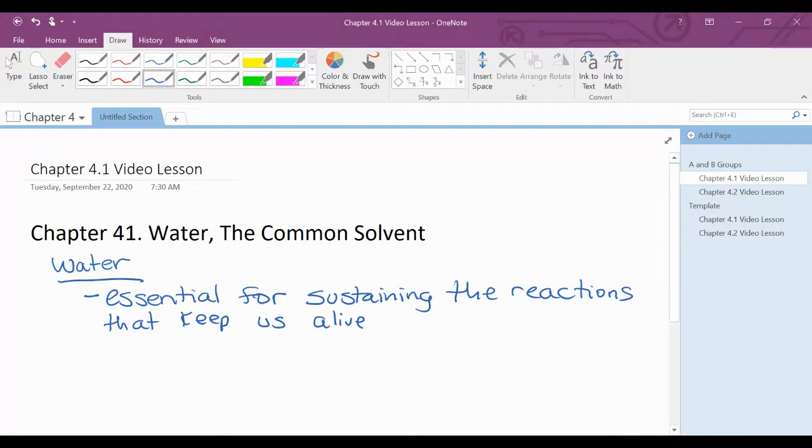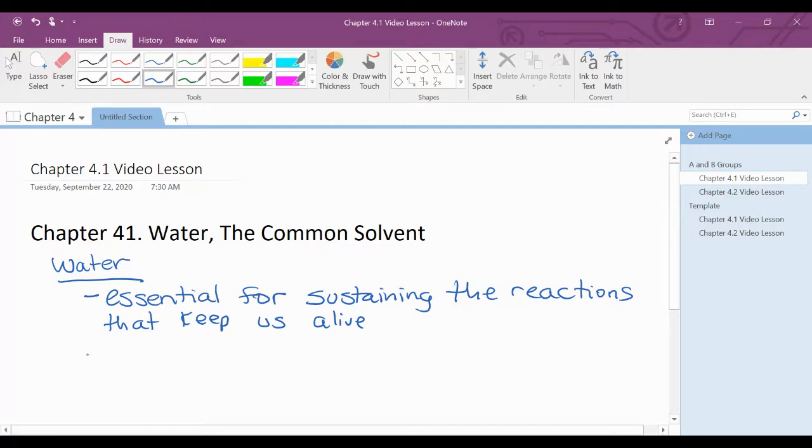You may not think about all the things that, not just in terms of reactions, but water is also important for cooling down the engine of our car. Water is an important source of transportation through rivers and oceans. So in addition to all the chemical reactions and biological reactions that take place in water, there are other uses and ways that water is very important to us.